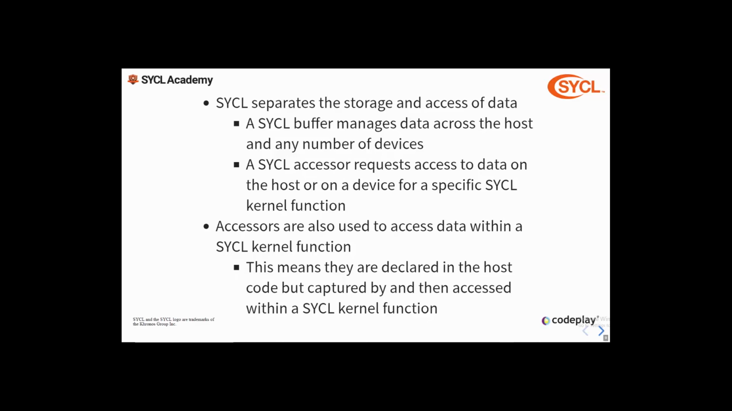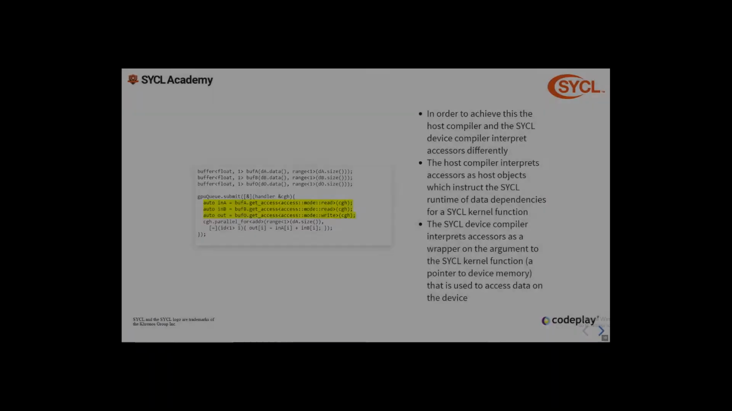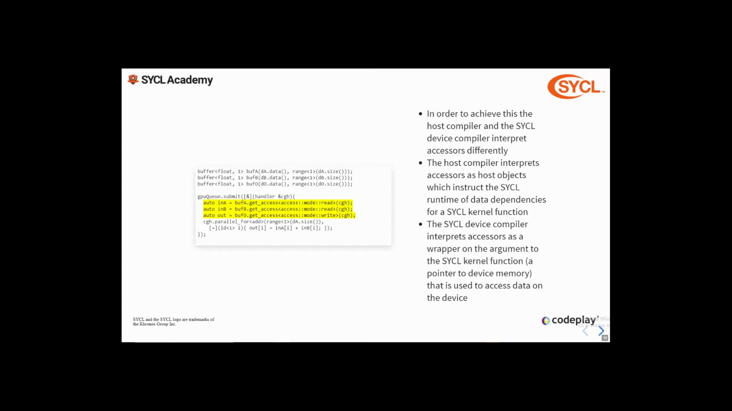An accessor represents a request to access data on a particular device, in a particular memory space and for a particular kernel function. As well as describing requirements to access data, accessors are captured or stored in a kernel function and used to access the data once in the kernel. In order to achieve this, the host compiler and device compiler interpret accessors slightly differently. The host compiler interprets accessors as host application objects used to describe data dependencies to the runtime. And the device compiler interprets accessors as a wrapper over a pointer to the data that can be used very much like a regular pointer to access the data once in the kernel.